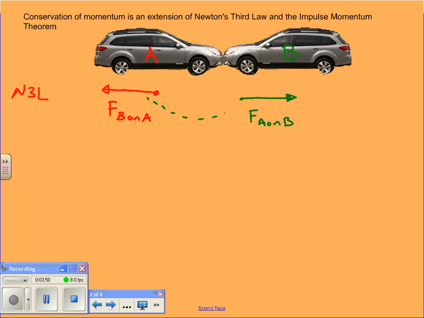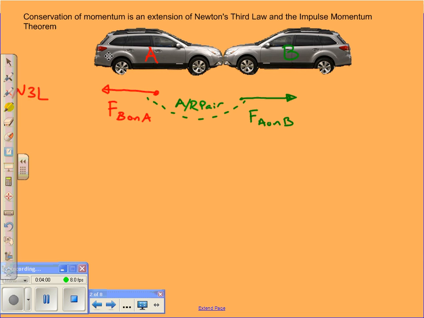So from our forces unit, we would classify that as an action-reaction pair. Just so we don't get carried away with the subscripts, I'm just going to refer to these by the forces on the object. I'm going to get rid of the subscripts here and simplify it. We're just going to call this the force on car A, and this will be the force on car B.